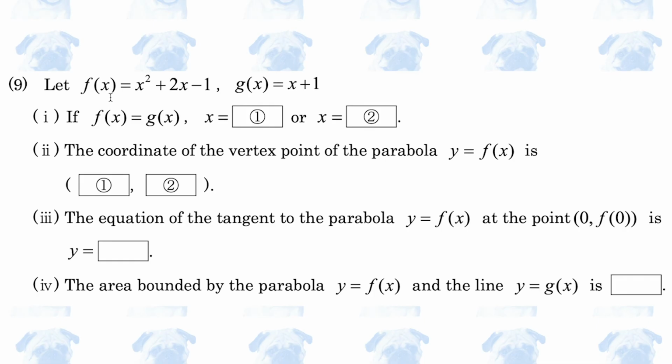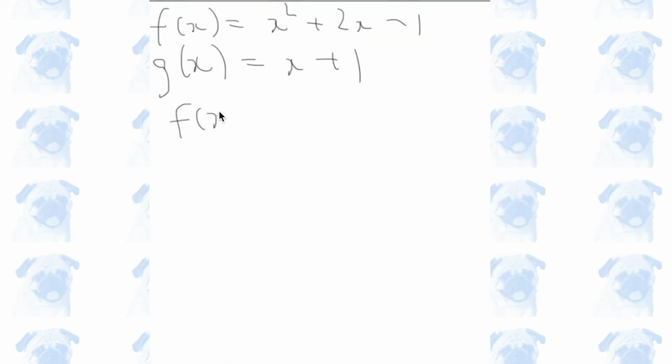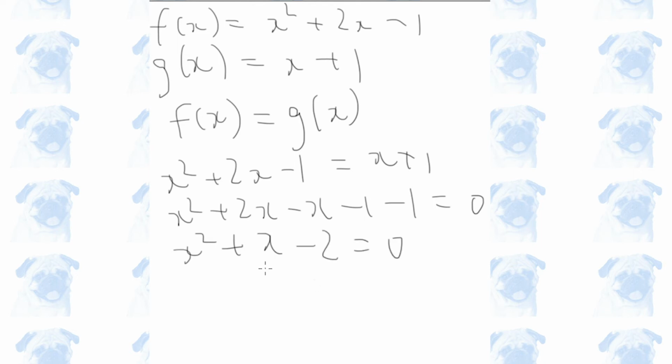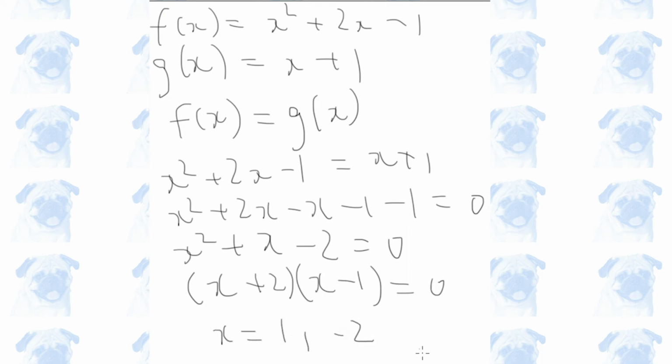Question 9. Let f of x equal this and let g of x equal this. If f of x equals g of x, then find the possible values of x. Let f of x be equal to g of x. Thankfully, we can factorize. We flip the signs and we get 1 and minus 2. These are the x coordinates of the intersections of the two functions.